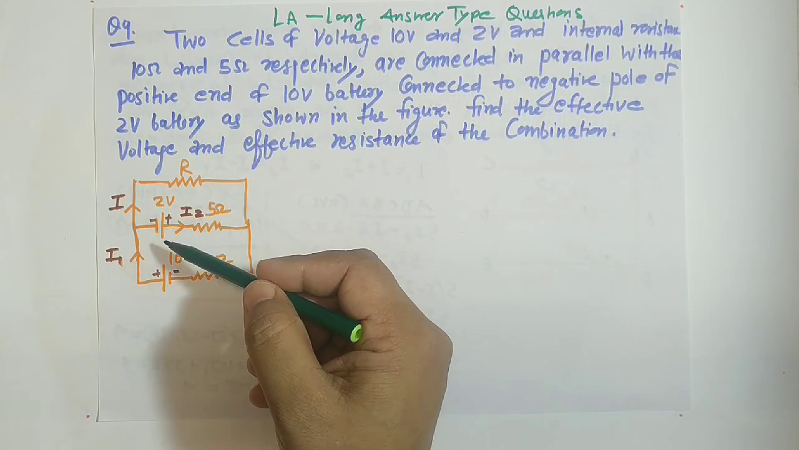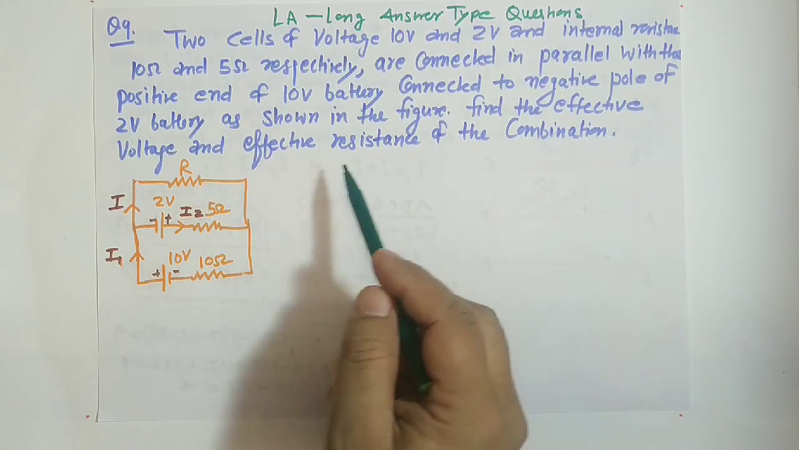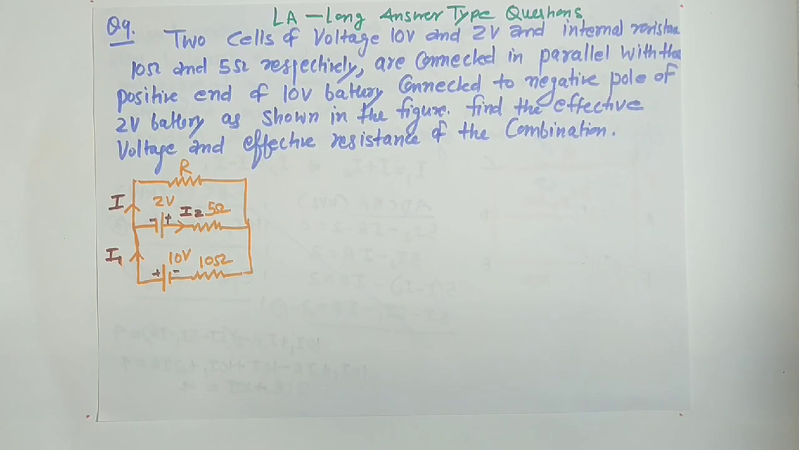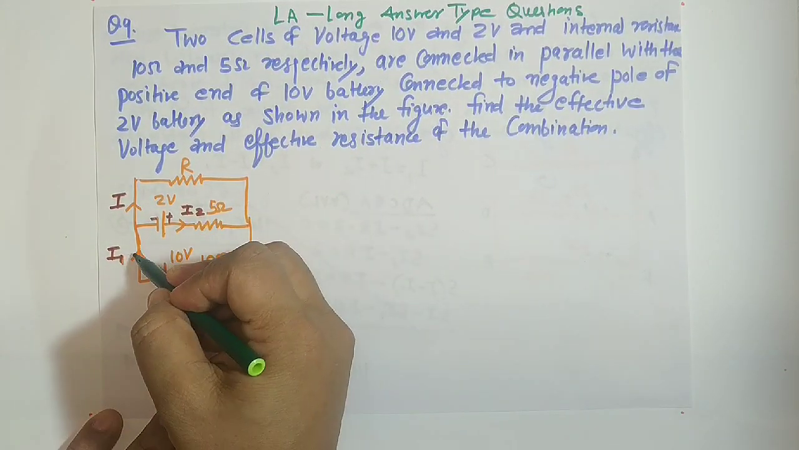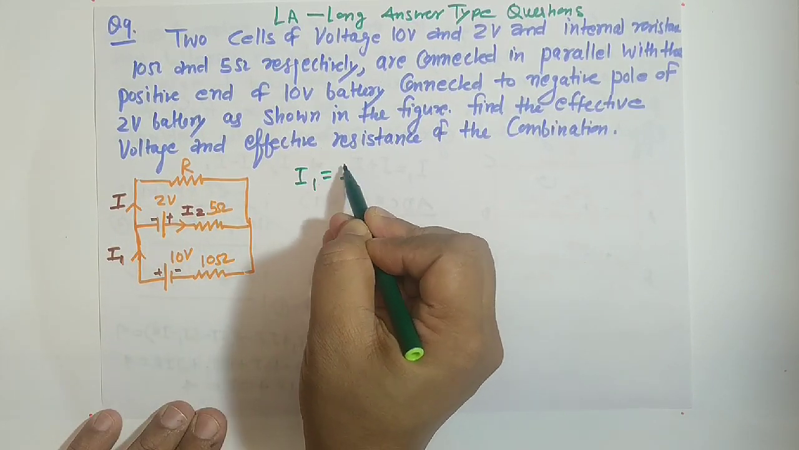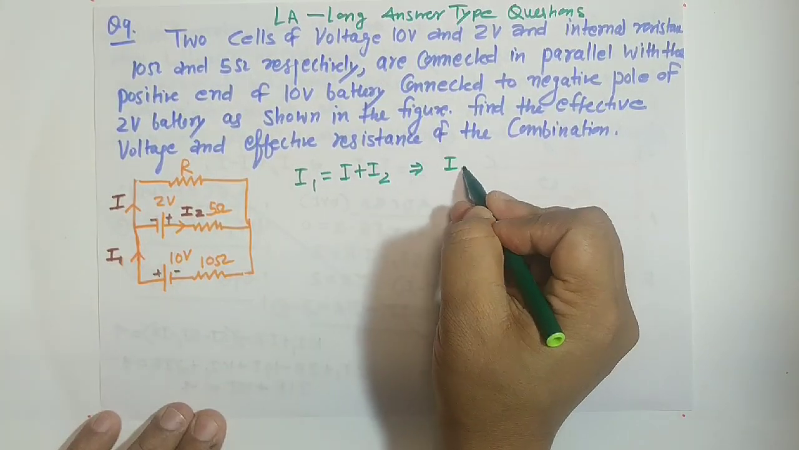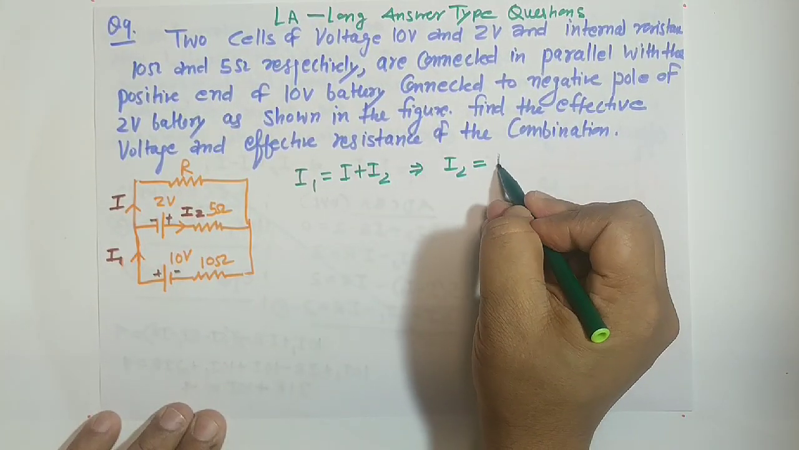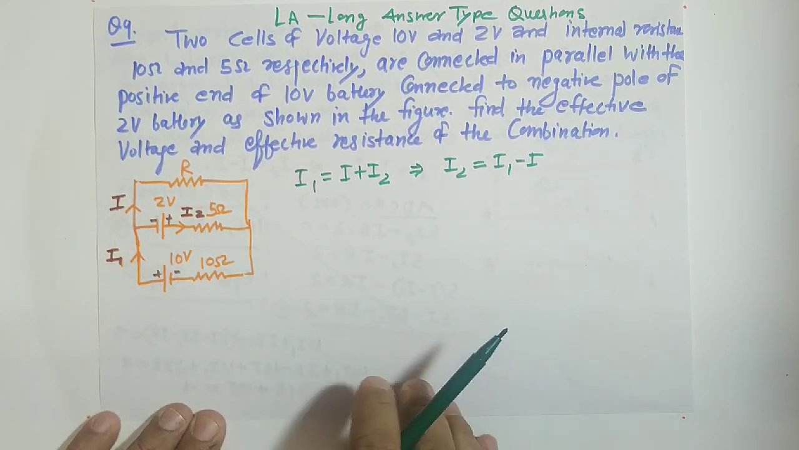That means the connections, the terminals, are oppositely connected. Find the effective voltage and effective resistance of the combination, and you have been given the current distribution. What is the current distribution? If you see, I1 is distributed into I plus what? I2. That means you can write I2 as I1 minus I. So in distribution C, I1 is distributed into two currents.